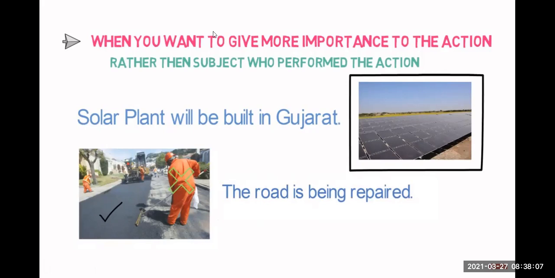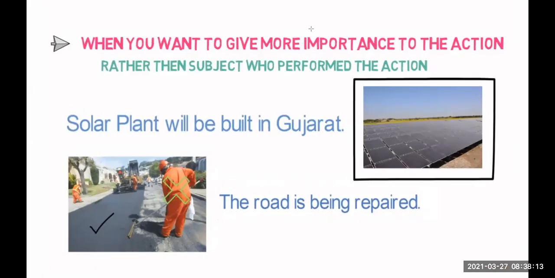The important thing is the action, okay? For example, in these sentences, what is the tense in the first one? What tense are we using in the first sentence? Future simple, right? Will be. And here we have the verb in the past participle, built. And what about this one? What is the tense?